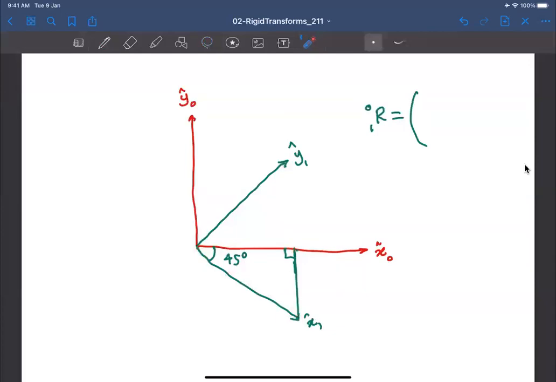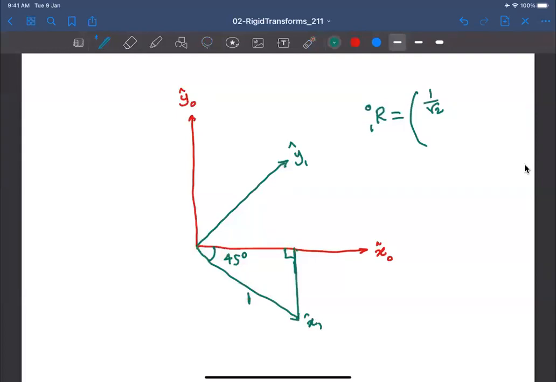So we know that these vectors are basically bases or coordinates in a coordinate frame. So they must be unit vectors. So this length here must be 1. Okay, so this length now becomes 1 times cosine of 45, which is 1 over square root of 2. This is the x0 component of x1.